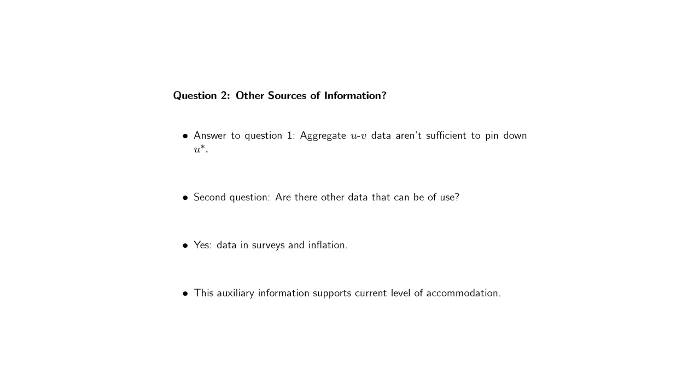So the second question then is, what other data can we turn to? And it turns out, fortunately for us, there are other data that are very useful in this regard. The other data is data in surveys, both formal and informal, of businesses. And the data, and I'll emphasize maybe even more importantly, the data in inflation itself is very informative about where we stand in terms of this gap between unemployment and the natural rate. And this auxiliary information, as I'll describe, does support the current level of monetary policy accommodation being used by the FOMC.